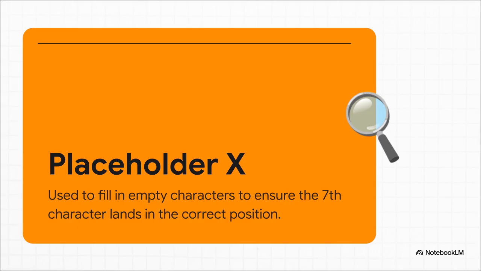Well, that is exactly where the placeholder X comes into play. Think of the X as a structural bridge. It's used to fill in those empty characters to guarantee that the vital 7th character always lands in the exact right spot, the 7th position in the data field.